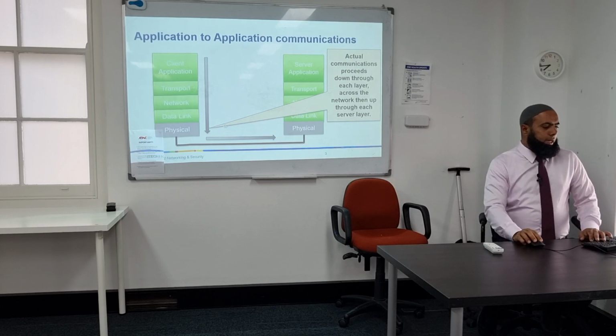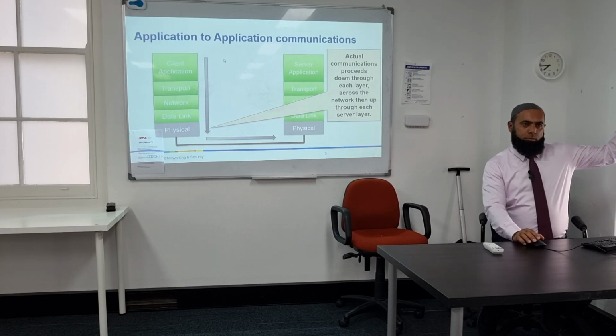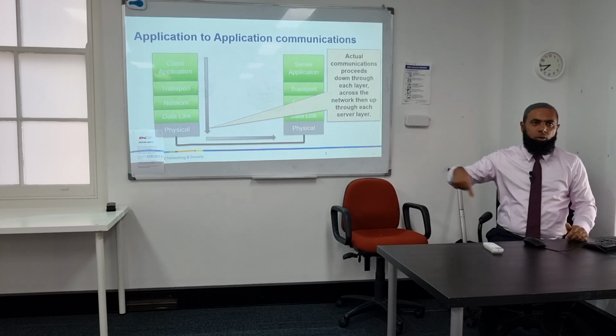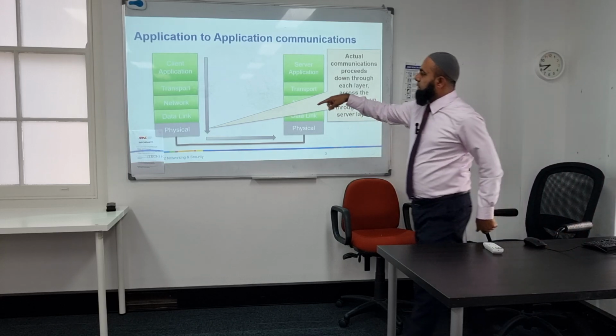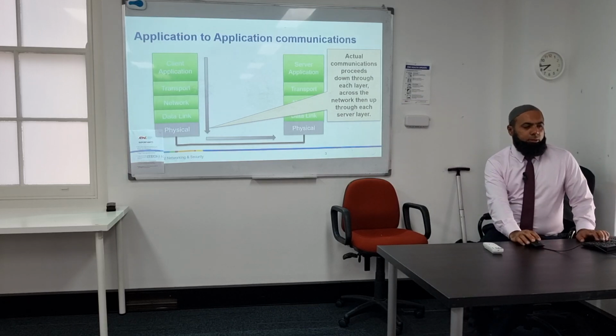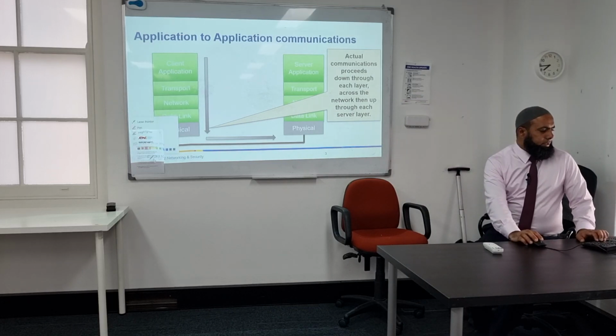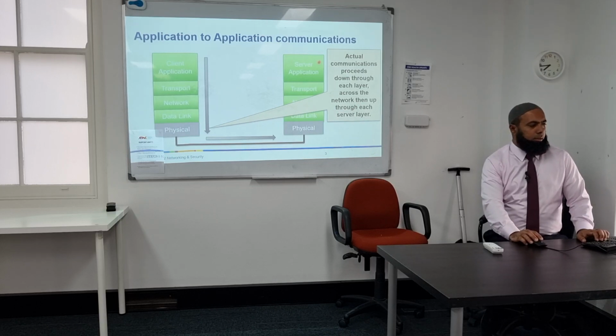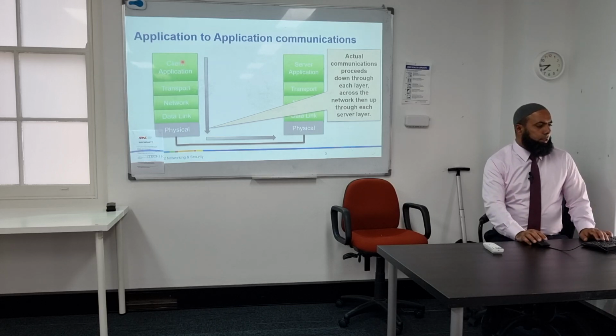So we know how actual communication moves from top to bottom. It starts from application, goes to physical, and on the other side it goes to physical and then toward the upper one. So actual communication proceeds down through each layer, passing down to the next, and it keeps going throughout each network up till the main one. So let's say this is a client computer, this is a server. So client application and server application can connect to each other by following the path.